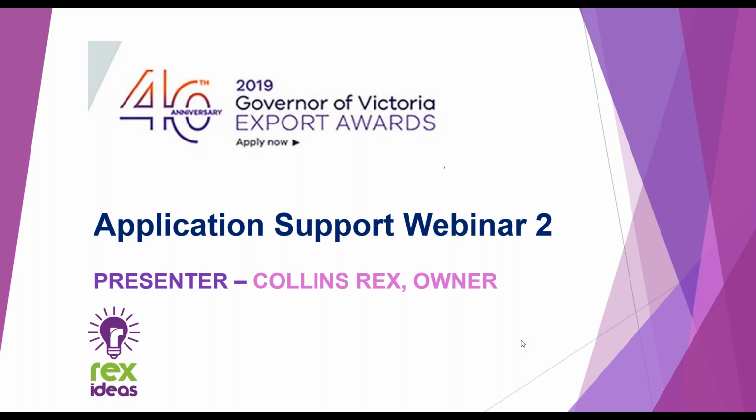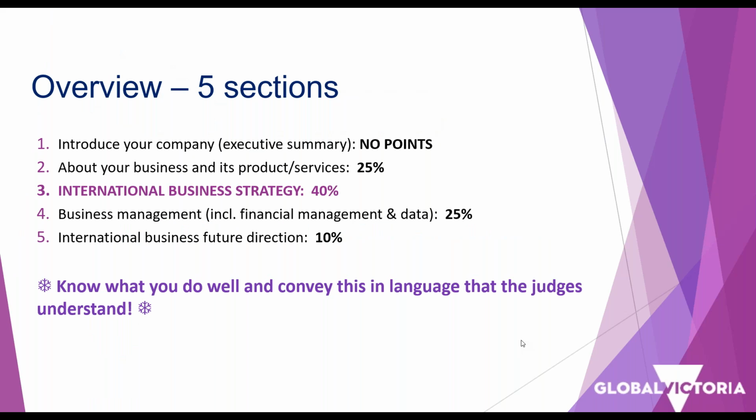We explained in the first webinar that there were 5 main sections to the application form. Today we're going to pause on question number 3, which is all about your international business strategy. This question, as you can see from the list there, has a substantial weighting. It gives you 40% of your score, and that should give you a sense of just how important this question is.